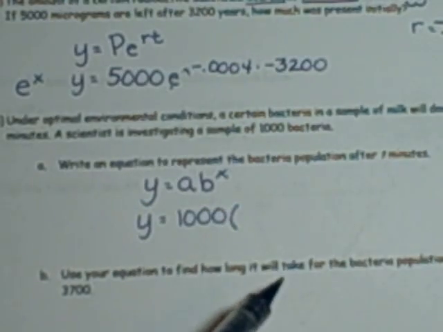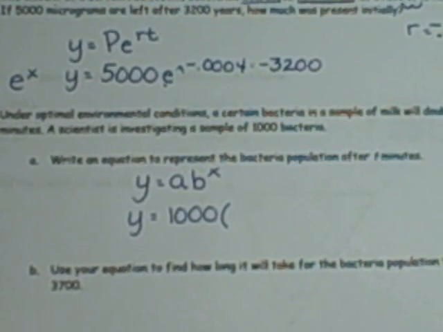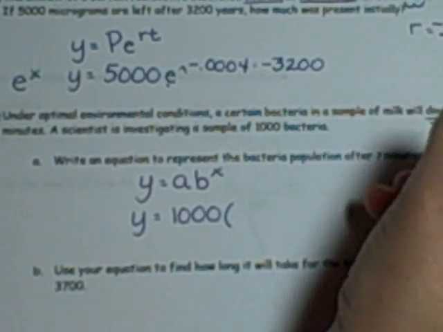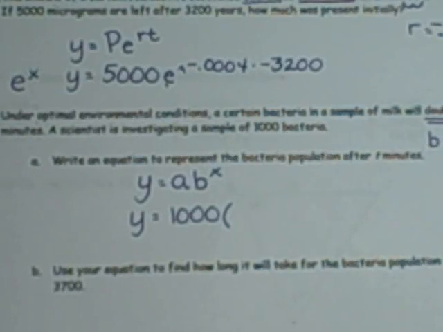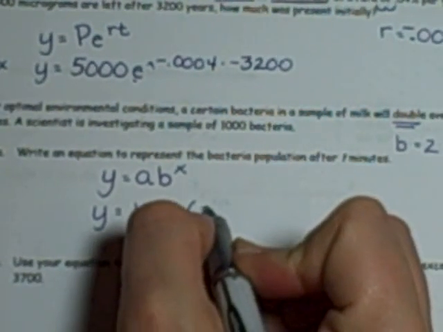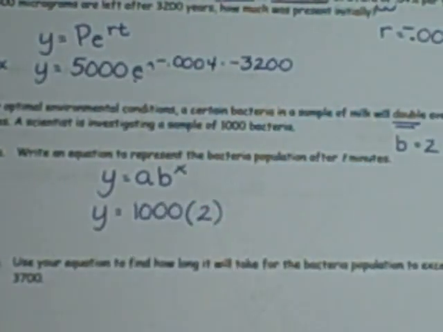Now in this one, my growth rate is not given to me as a percentage. A lot of the time it is given as a percentage, but here it's not. It just tells me that I'm doubling. So that means my growth rate is equal to 2, because to double means to multiply by 2. So for b, I'm just putting in 2.